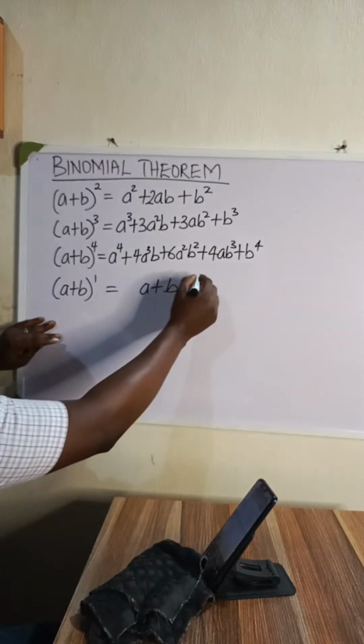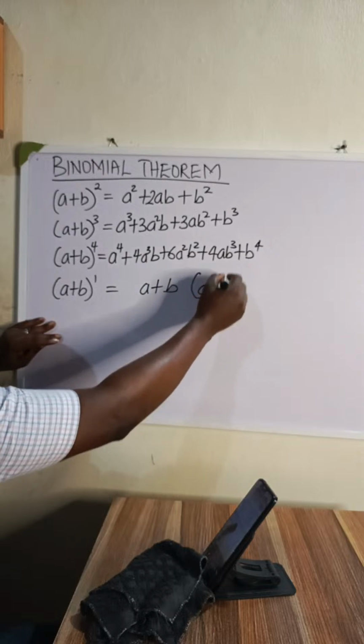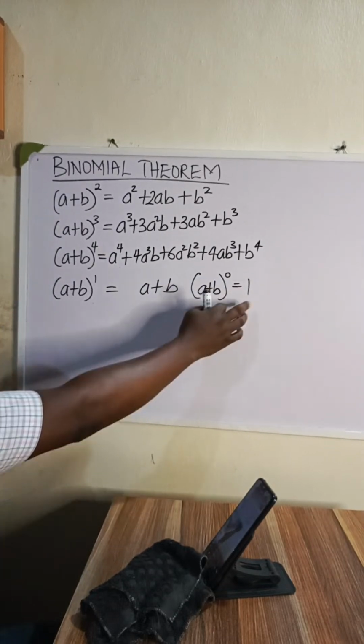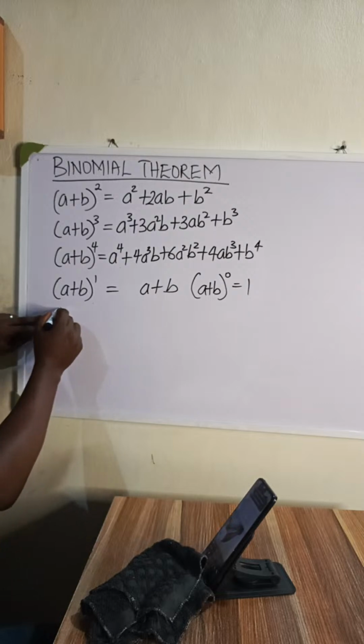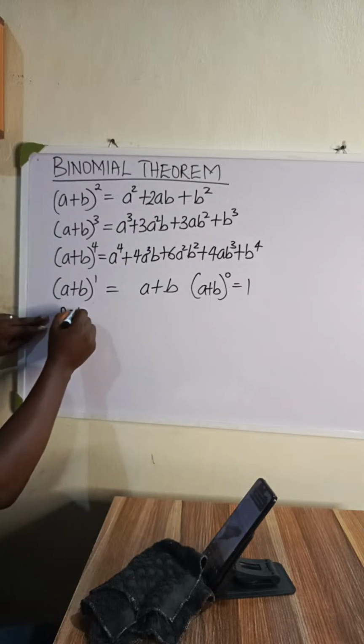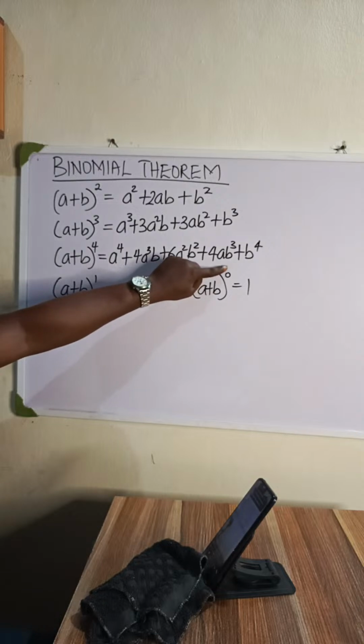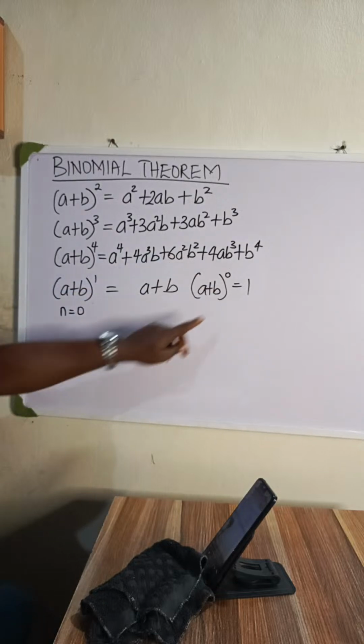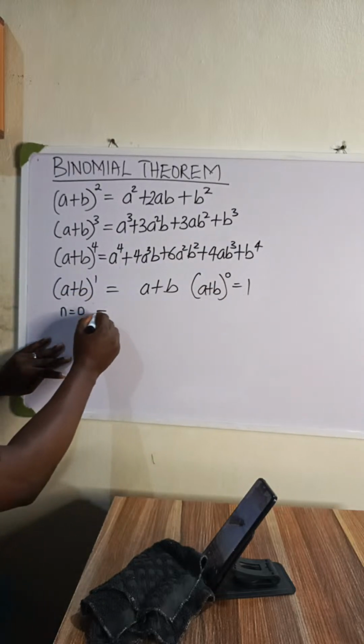Let me write it here. A plus b to the power of 0 is equal to 1. Okay, so when n is equal to 0, and remember n is the exponent here, our coefficient is equal to 1. So I'm going to put 1 here.